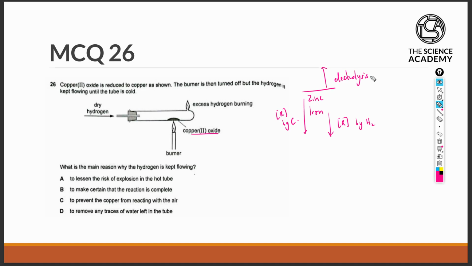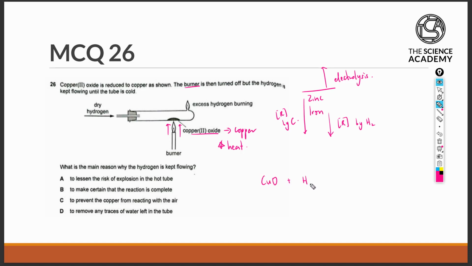This reaction of reducing copper 2 oxide to copper only occurs when there is heat. Therefore, the burner is used in this case to provide the heat for the reaction. Let's write down the chemical equation for this question.